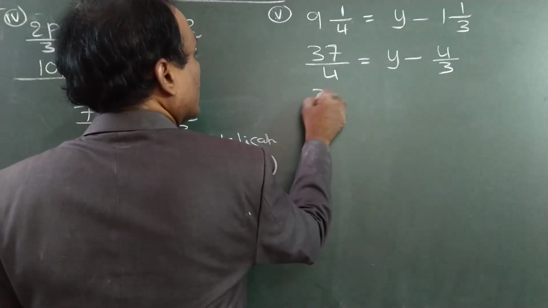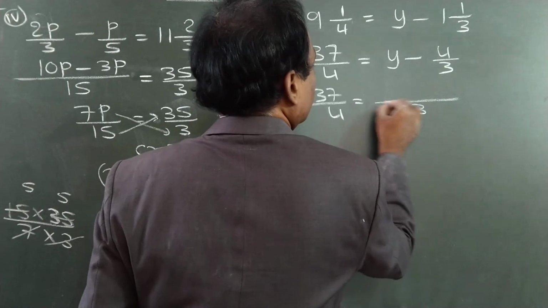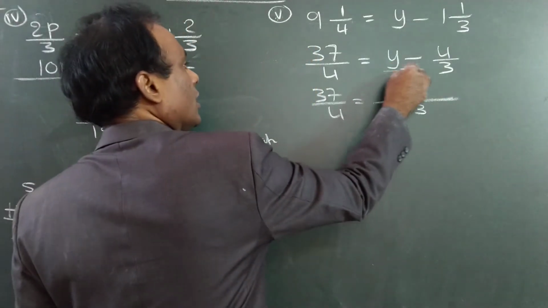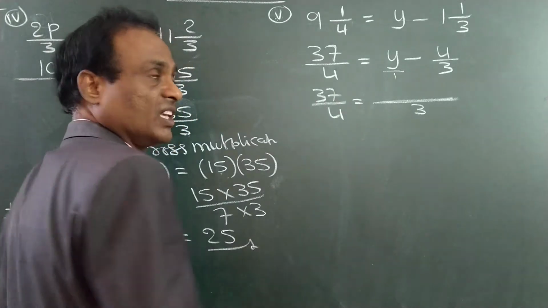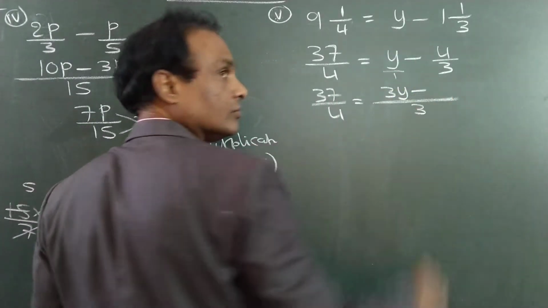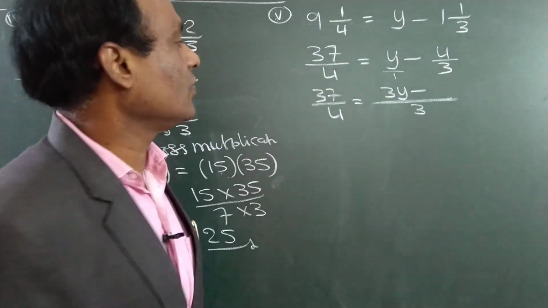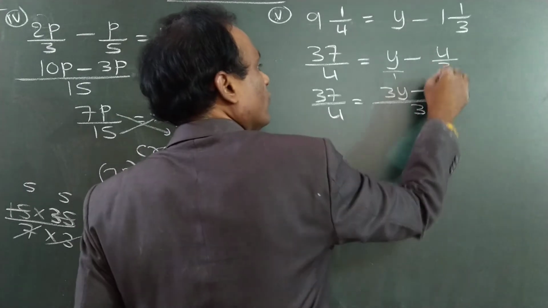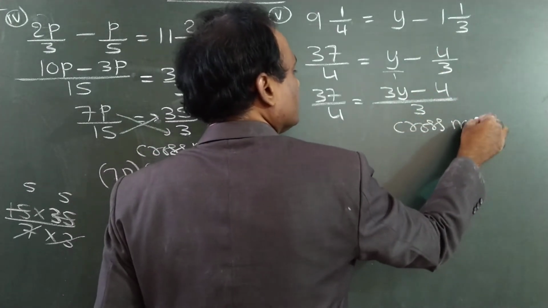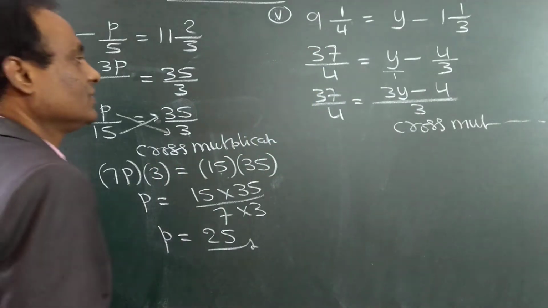So 37 by 4, take LCM on the right side. 3 is the LCM. If there is no denominator, we take it as 1. 1, 3 times 3 into y, 3y. 3 1 times 4. Cross multiplication.